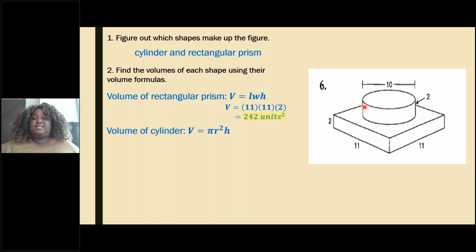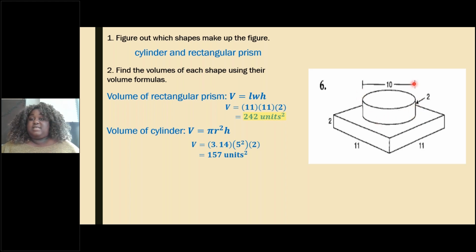And then the volume of the cylinder, we use that same volume, that cylinder formula, which is pi r squared h. So pi stays the same, it's 3.14. Our radius in this case, we kind of got to do a little calculation to figure it out. So it's not 2, 2 is our height. That's how tall the cylinder is.